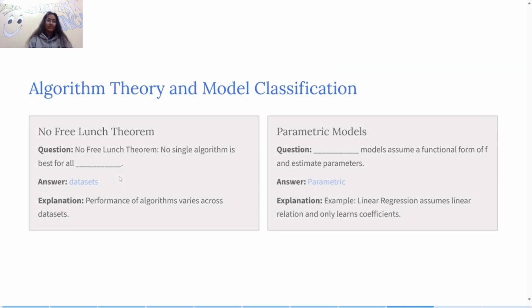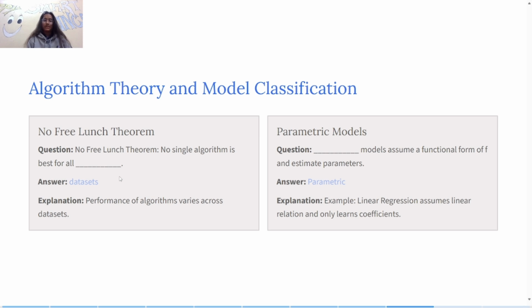Now next question here. No free lunch theorem: no single algorithm is best for all blank. Just like we discussed earlier, different models perform well on different data sets, so no one model wins everywhere. So here the blank is data sets. What's the answer here? Data sets.